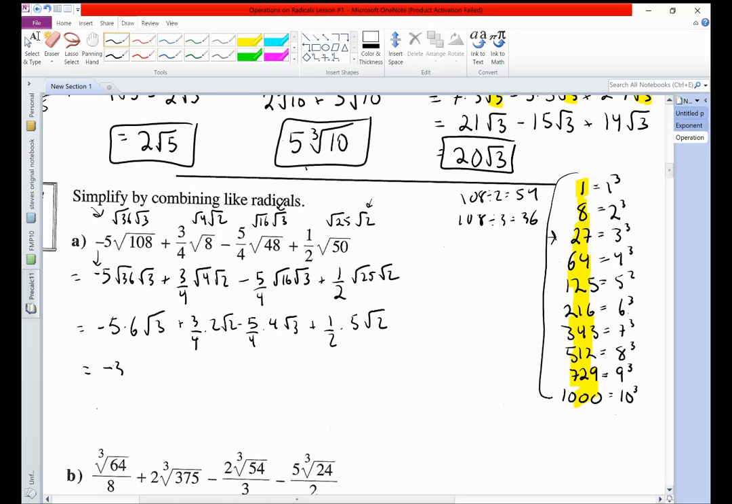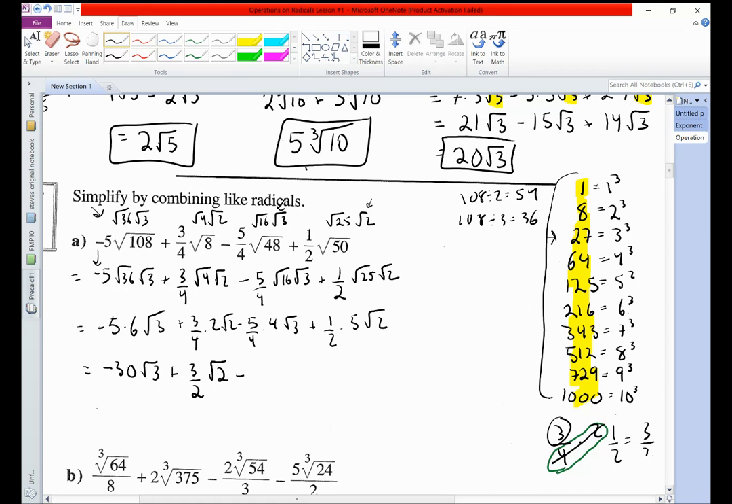-5 times 6 is -30, root 3. 3 over 4 multiplied by 2 is going to be 6 over 4, which can be reduced to 3/2. So I did it as 3 over 4 multiplied by 2, and then I did that little thing in my head where I went, well, 2 over 4 just reduces to 1 over 2, right? So that goes away. It's actually 1 over 2, which is 3 over 2, if I include that 3.